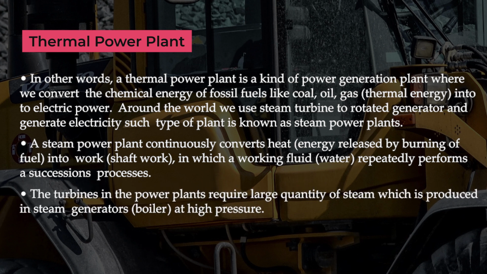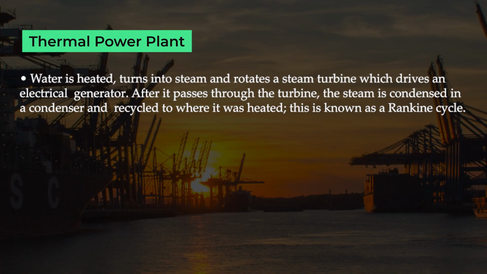The turbine in the power plant requires a large quantity of steam, which is produced in a steam generator or boiler at high pressure. A thermal power station is a power plant in which the prime mover is steam driven. Water is heated, turns into steam and rotates a steam turbine which drives an electric generator. After it passes through the turbine, the steam is condensed in a condenser and recycled to where it was heated; that is known as the Rankine cycle.